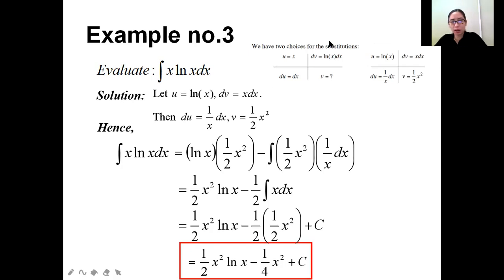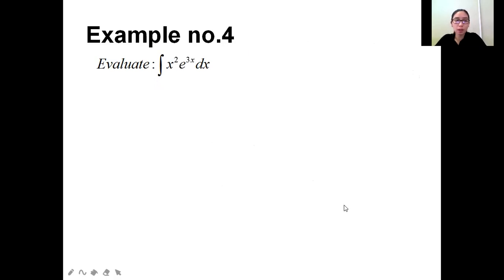So what if we used this one instead? Next, this is what we used. So try it on your own, what the solution would be using this one. Just out of curiosity, try to solve it. So now let's proceed with example number 4.